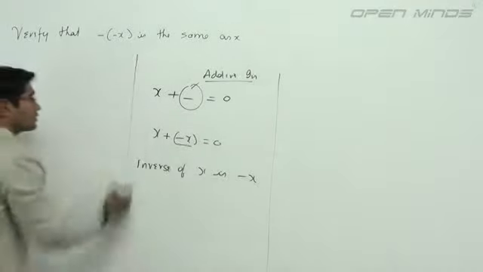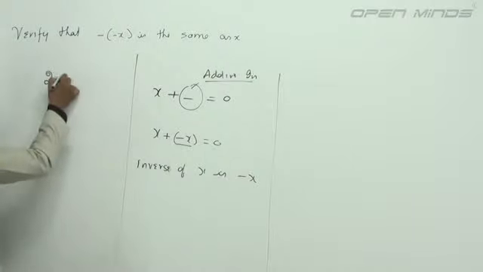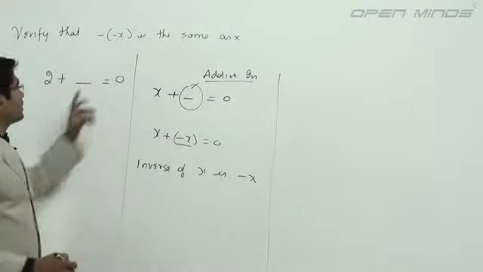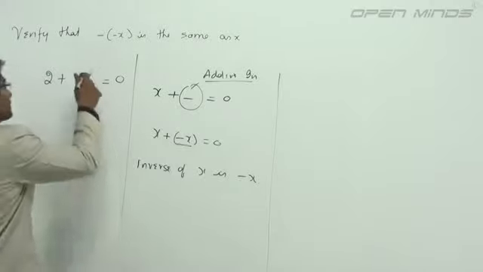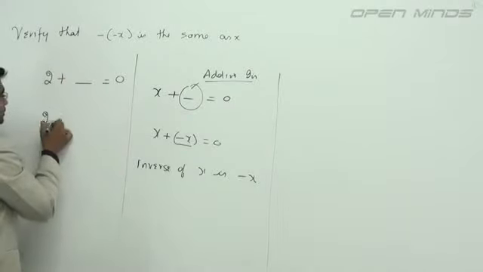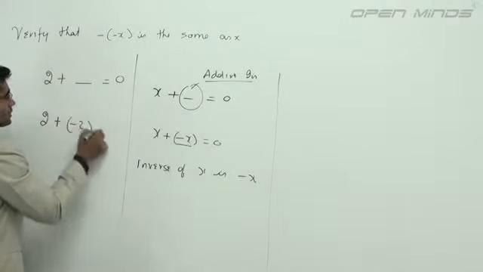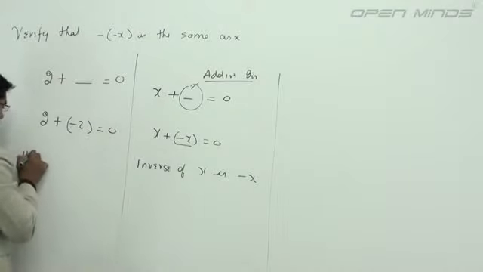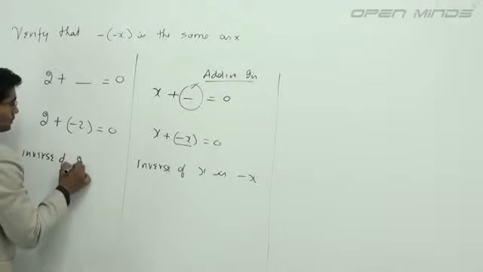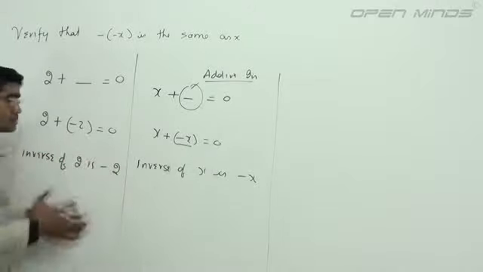Let's take a number here to understand this. Let's take 2 plus something is 0. Now who is this something? The something is the inverse of 2. So I can write 2 plus minus 2 is 0. So I can write, yes, inverse of 2 is minus 2. Is that wrong to write like that?